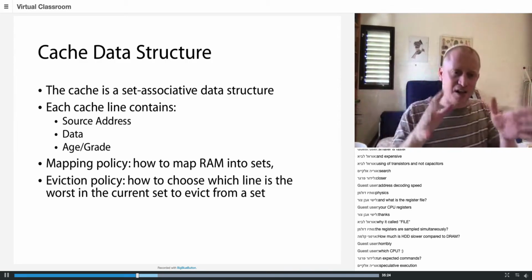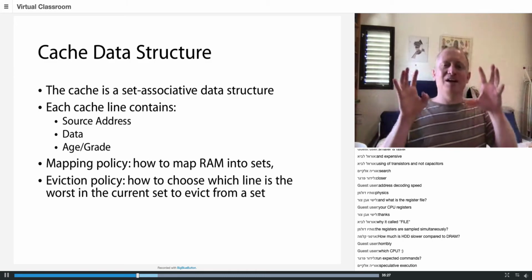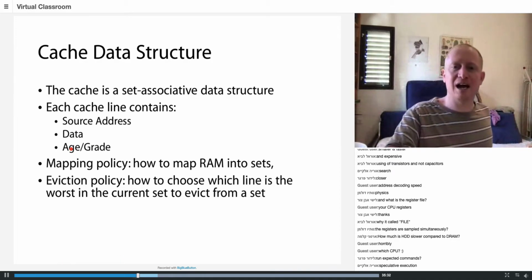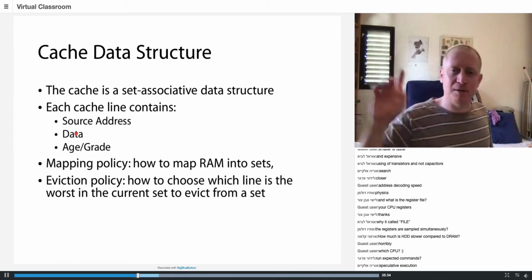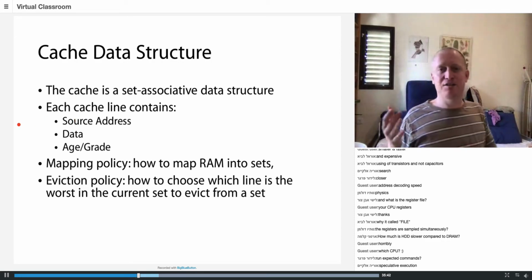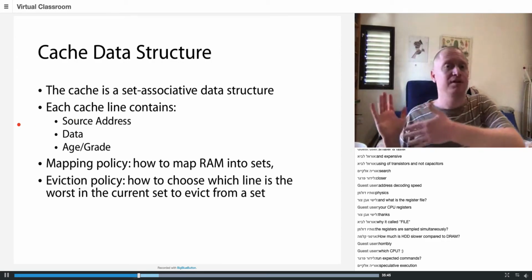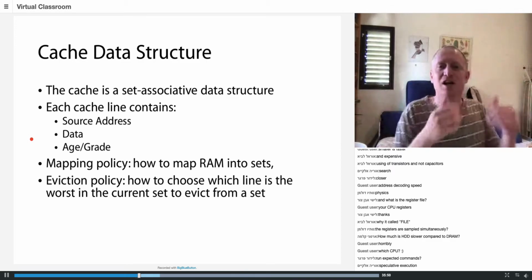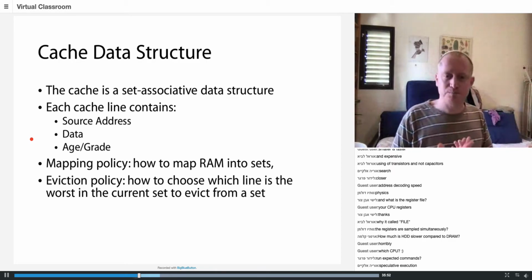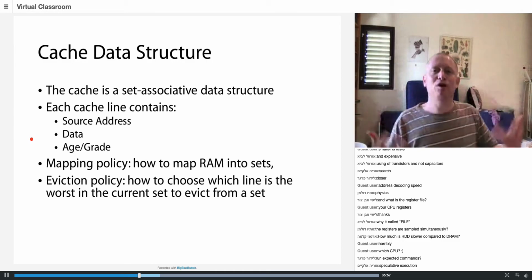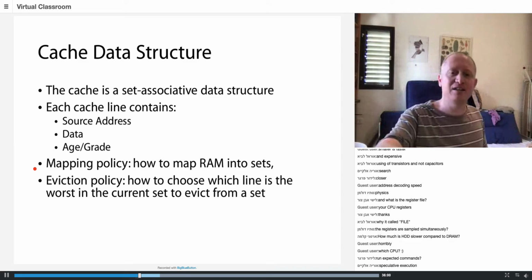You can think about it as a big box. And in this box, you put what are called lines. Lines are little bits of the DRAM that you discovered that you want to cache, and you put them inside this data structure. So each cache line indicates where it came from in DRAM. It's an address. And of course, the data which is stored in the cache, and some kind of quality indicator, a grade.